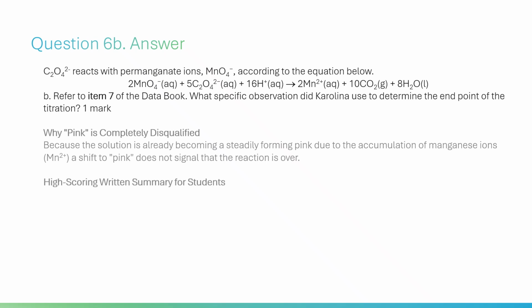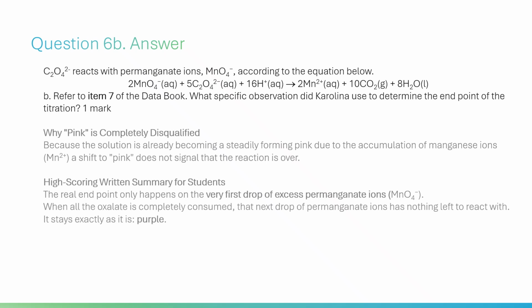High-scoring written summary for students: the real end point only happens on the very first drop of excess permanganate ions. When all the oxalate is completely consumed, that next drop of permanganate ions has nothing left to react with. It stays exactly as it is, purple. The perfect answer: the solution changes to the first permanent sign of a purple color.